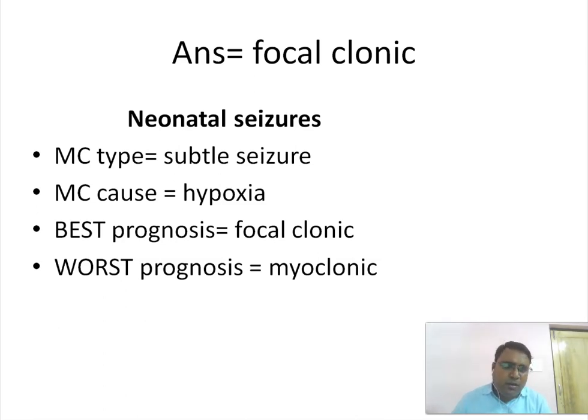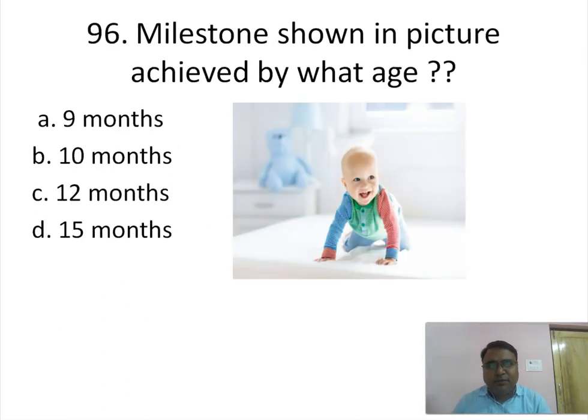Most common type is subtle. Most common cause is hypoxia. Best prognosis, it is not subtle, it is focal clonic. Worst prognosis is myoclonic.